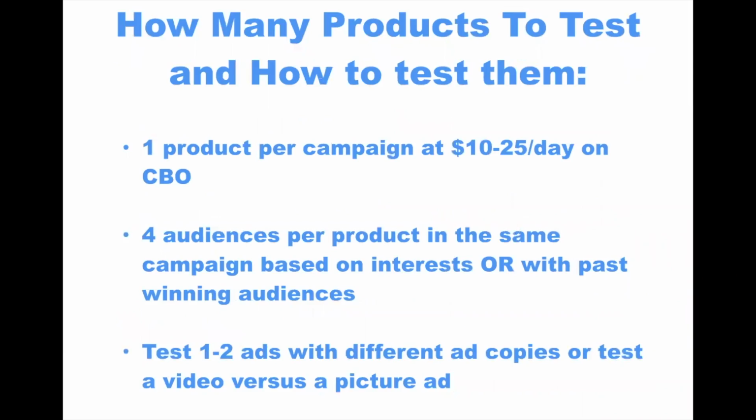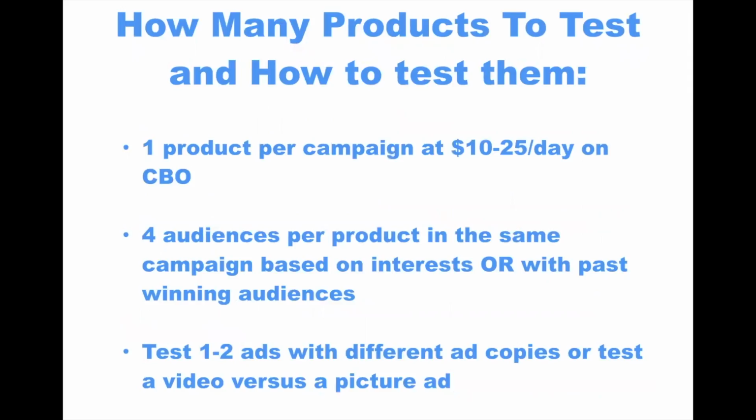So the first one, how many products to test and how to test them. One product per campaign at $10 to $25 a day on CBO. That's what I recommend. If you want to learn more about how CBOs work, check out the module called CBO Facebook ads. I literally lay out everything about CBOs and why they work.